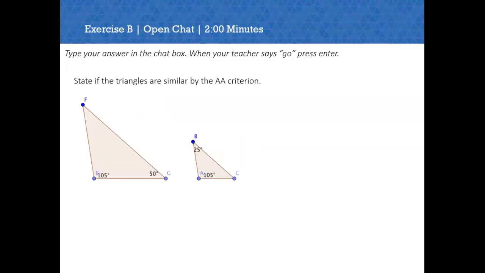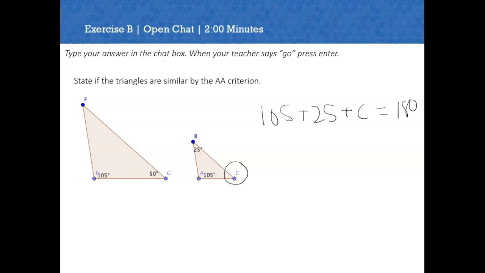Are these triangles similar? We have 105 and 50 and 105 and 25. Well, when we look at this, we can see that FEG would correspond to BAC. So we really need to figure out what this angle is and compare it here. We see 105 and 105. So we know that this is 105 and 25. And we know that 105 plus 25 plus angle C has to equal 180.